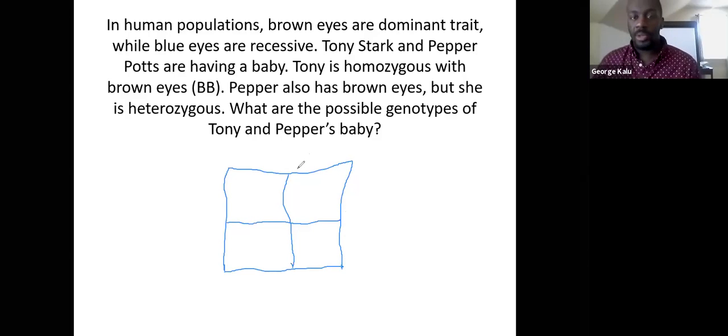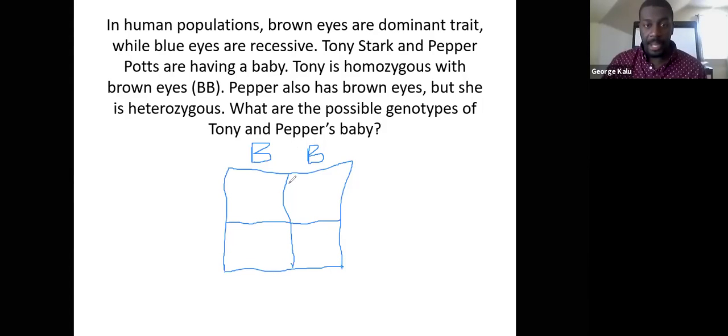So the first thing that we're going to do is find the genotypes of both parents. We know Tony is homozygous for brown eyes, so he's big B, big B. We're going to write him across the top. It doesn't matter where you put him; it's just preference in this case. So this is Tony's genotype. Pepper is heterozygous, and so as we saw, she's going to be big B, little b. Let me do this in another color. So big B, little b.